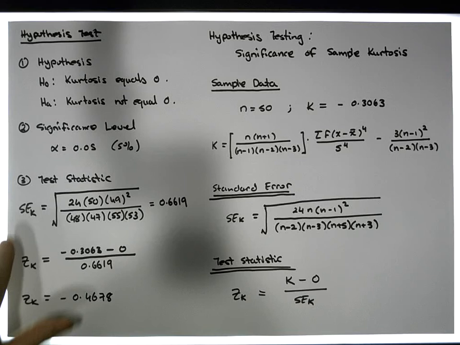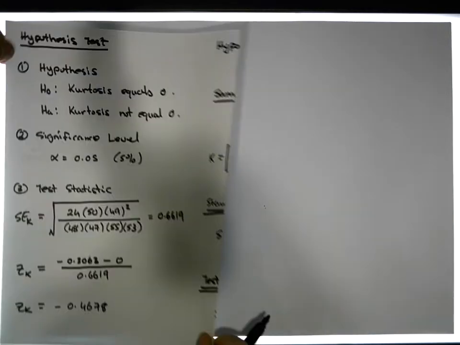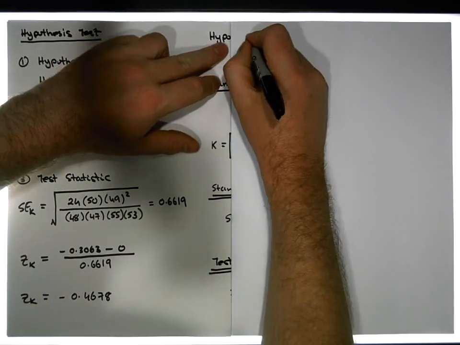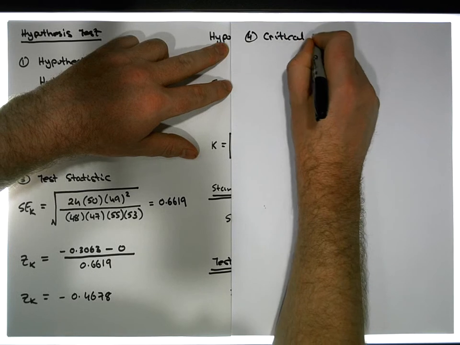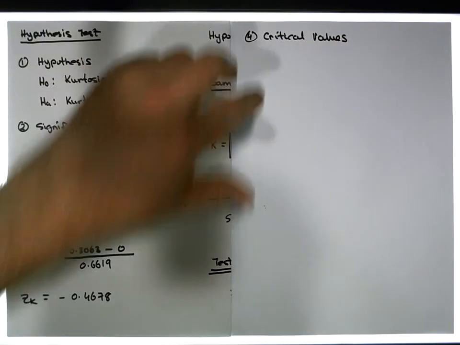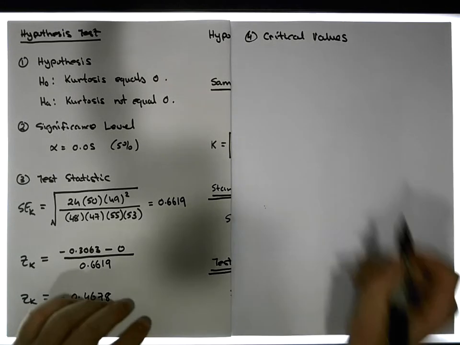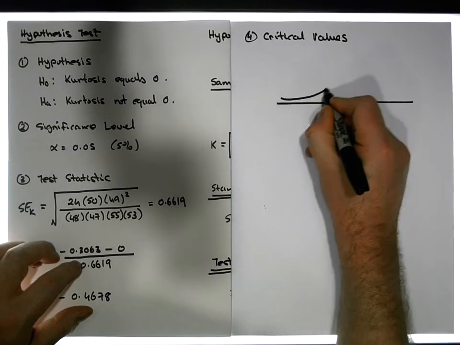Now that we've got our test statistic, we can proceed to calculate our associated critical values. Let's keep in mind here that our test statistic is a Z statistic, so our critical values are going to be associated with a standard normal curve. So step 4 is our critical values, and that's going to be associated with a standard normal curve. Let's draw the standard normal curve. It's going to look something like this. It's a standard normal curve.